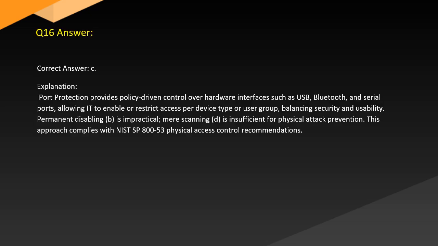Answer. Correct answer, C. Explanation. Port protection provides policy-driven control over hardware interfaces such as USB, Bluetooth, and serial ports, allowing it to enable or restrict access per device type or user group, balancing security and usability. Permanent disabling, B, is impractical. Mere scanning, D, is insufficient for physical attack prevention. This approach complies with NIST SP 800-53 access control recommendations.